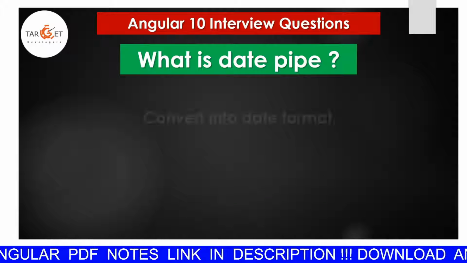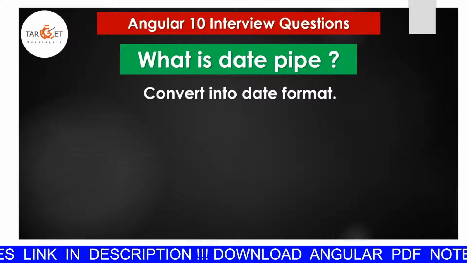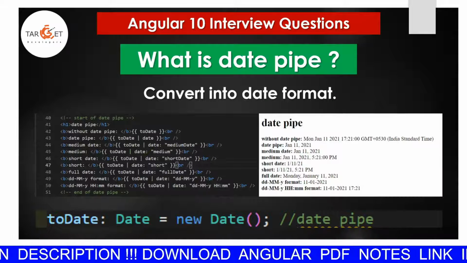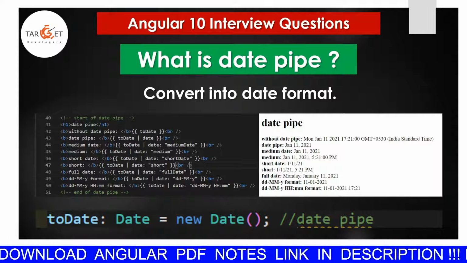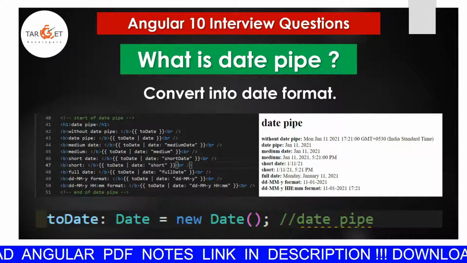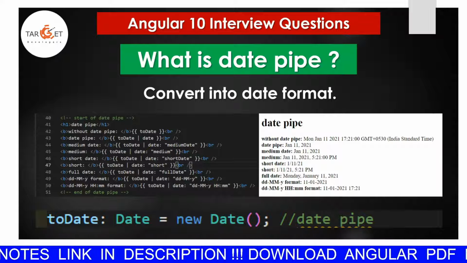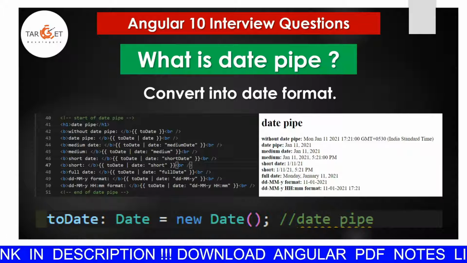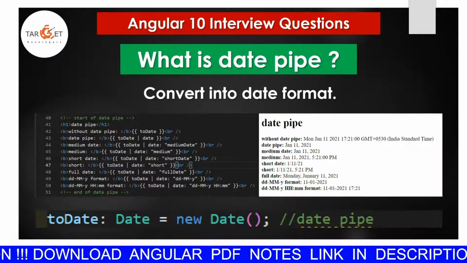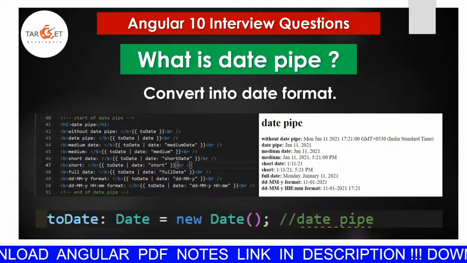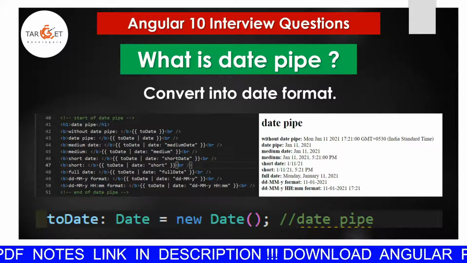Looking here, what is the date pipe, guys? As we all know, the date pipe converts into date format, as the name suggests. If you look at this image, there's a toDate below. There's a variable we are declaring of date type, and on the right side we assign new Date. If we see line number 41 with the date pipe, you can see the output on the right side. We print the date pipe. If you see line number 42, without the date pipe, we are printing the toDate variable inside the interpolation. So you can notice that the output is like this: Monday, January 11, 2020.